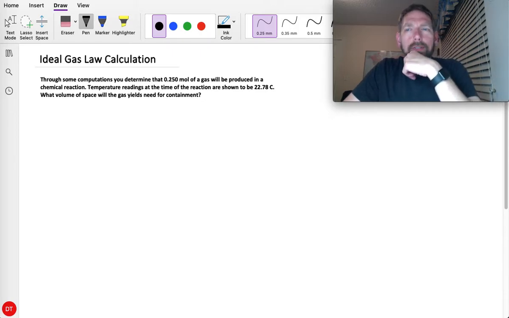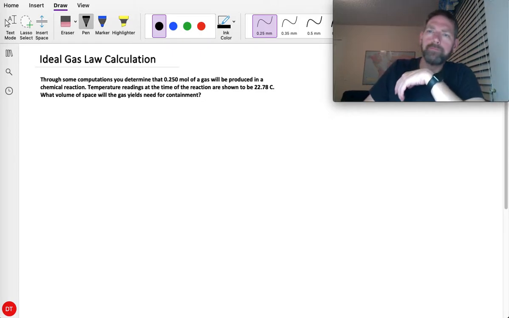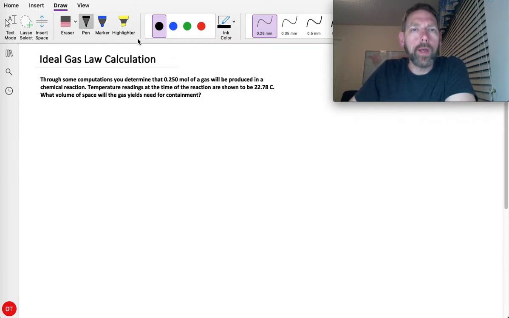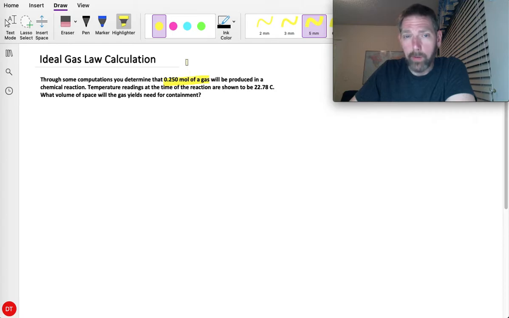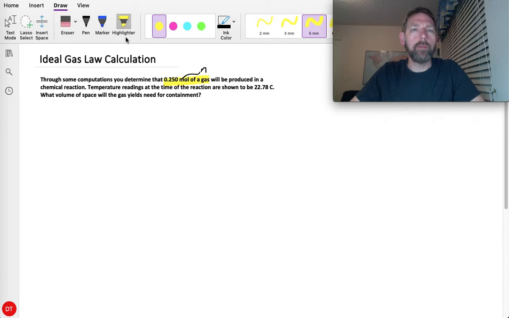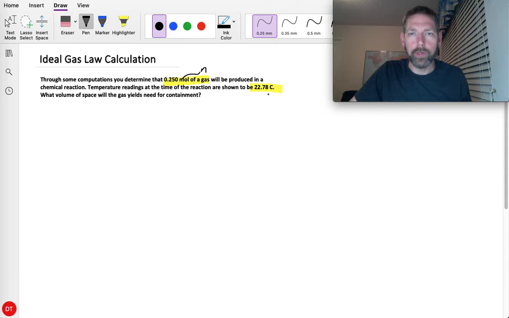All right, let's do a little bit of calculation here with our ideal gas law. So we've got a problem here. We see that we have 0.25 moles of a gas. So that lets us know, this right here, that's our N value. And then that right there, that's pretty easy to look at.